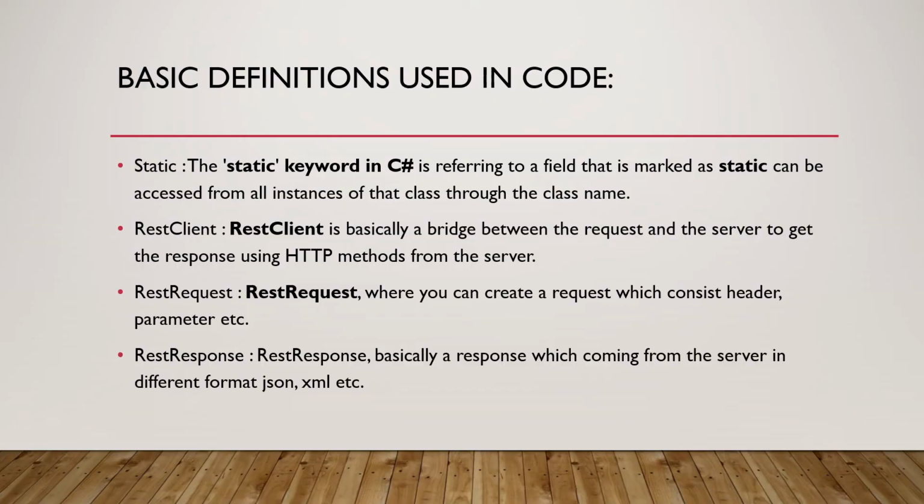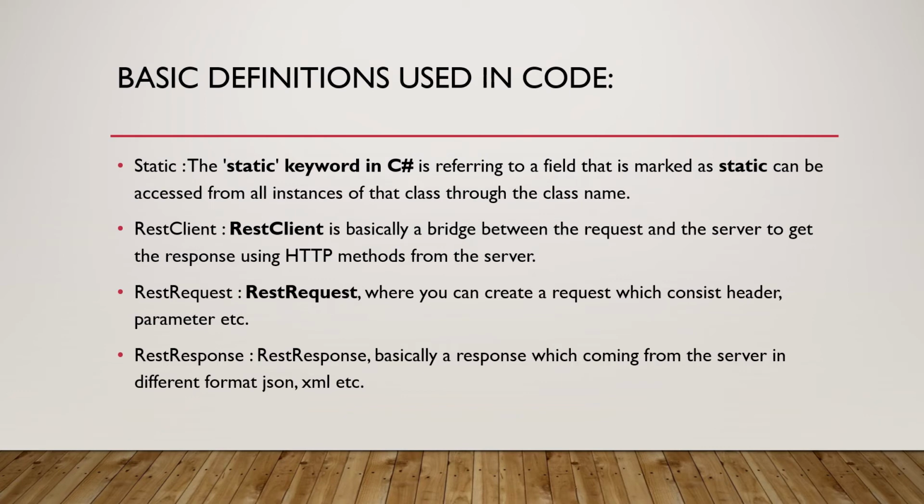Before moving ahead, we just want to know some basic definitions which are used in code. So first is static. What is static? The static keyword in C# refers to a field that is marked as static, and can be accessed from all the instances of the class through the class name.